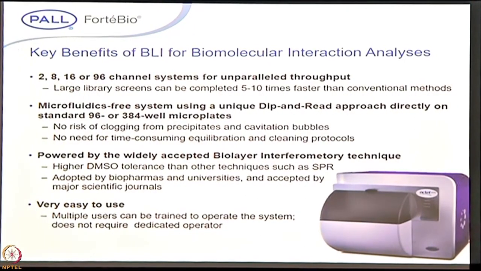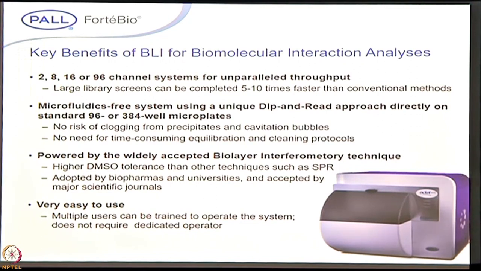And more advantages, as I mentioned: there's no clogging. It works on dip and read. And with the high throughput, you can save your time and quickly screen the experiments. The good thing is, when it comes to interactions where your samples have DMSO or glycerol, with SPR the presence of DMSO and glycerol can sometimes cause bulk effects, because SPR is very sensitive to those changes. But with dip and read, there is no interference from the glycerol or the DMSO.